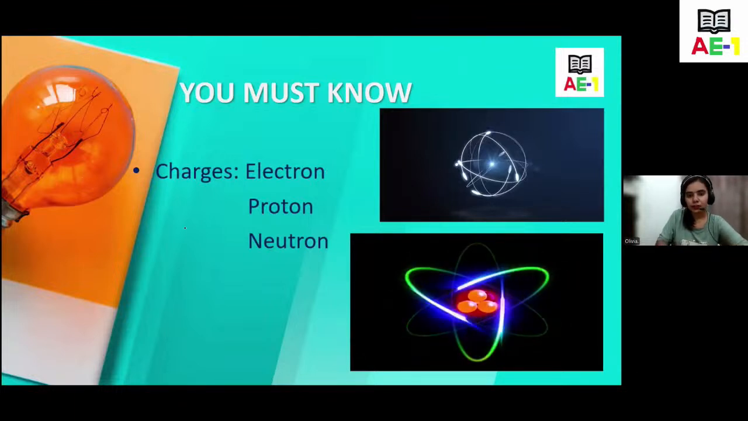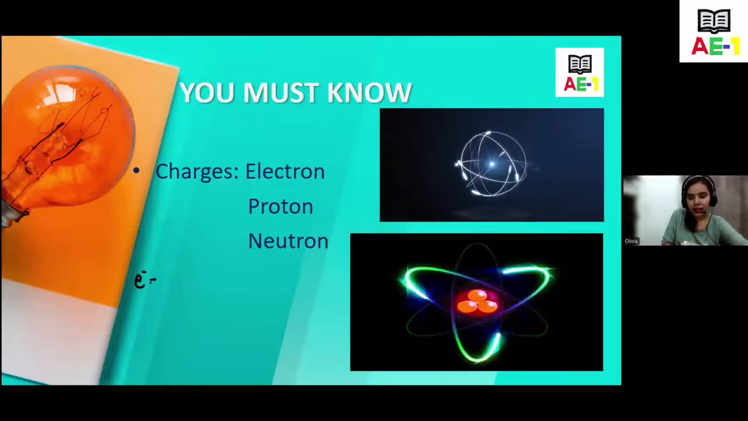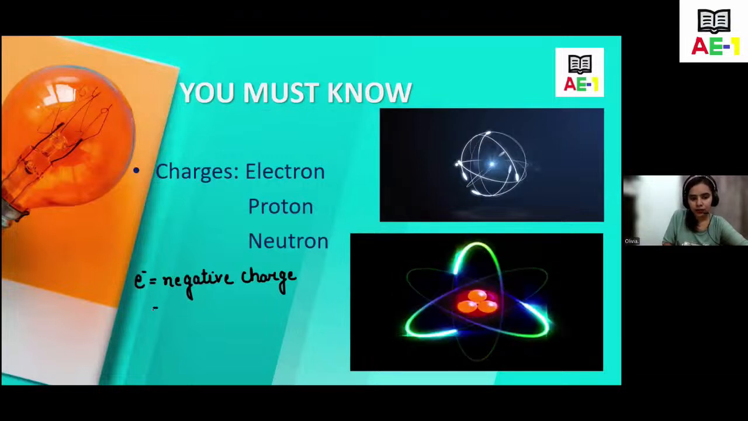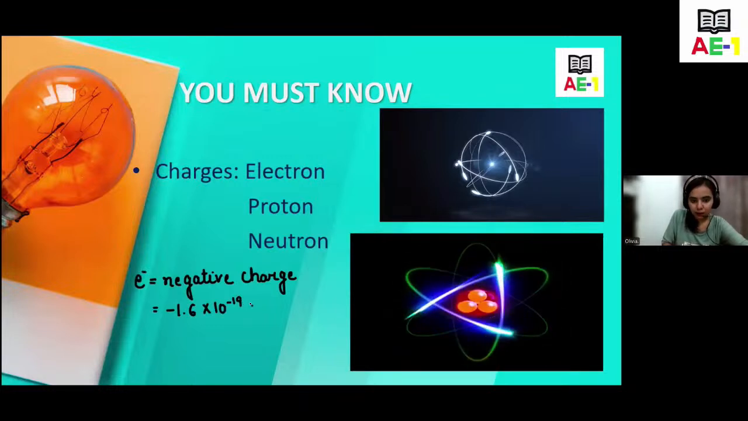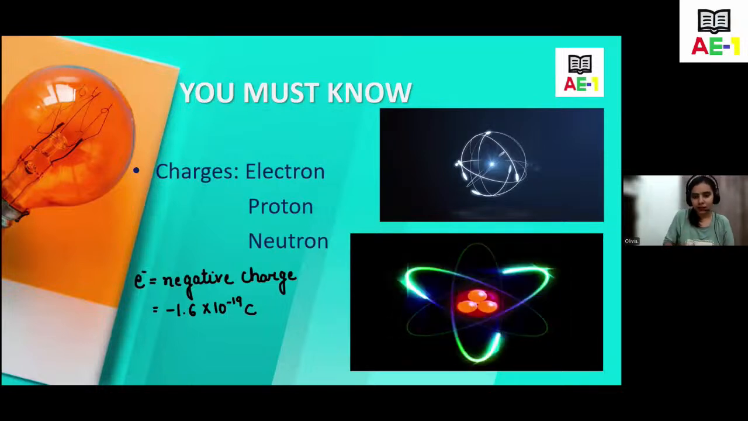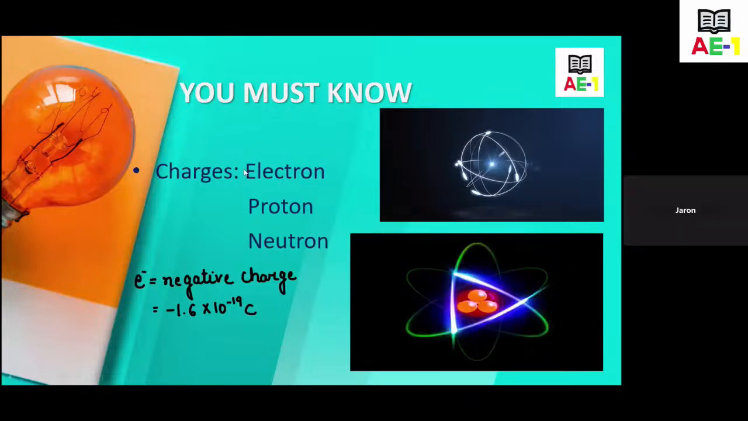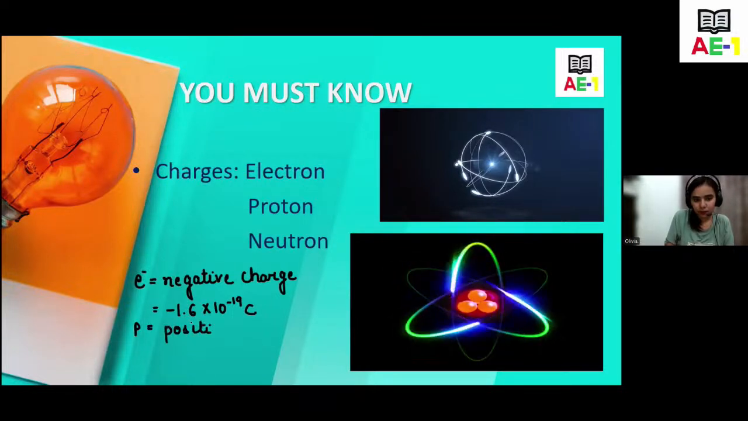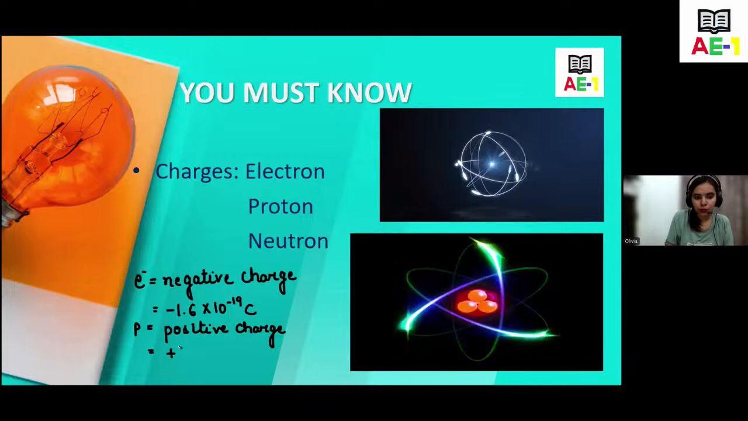If you look at electrons, electrons are represented by this symbol, and an electron is a negative charge. The charge on it is negative 1.6 times 10 raised to the power minus 19 coulomb, because we always calculate charge in coulombs. Okay? Then we have protons. They're represented with this P. That's a positive charge, and the charge on it is positive 1.6 times 10 to the power minus 19 coulomb.